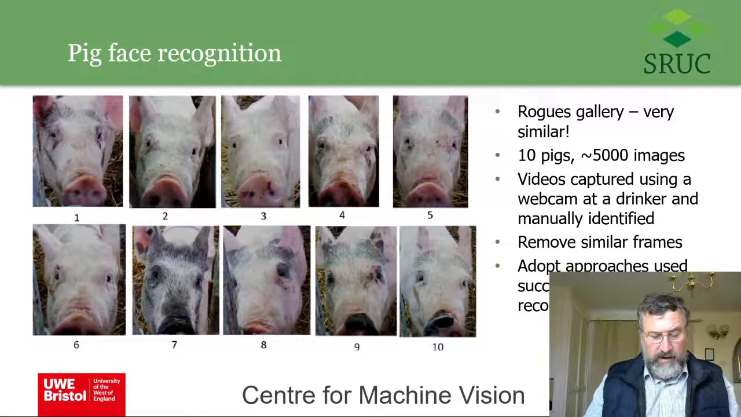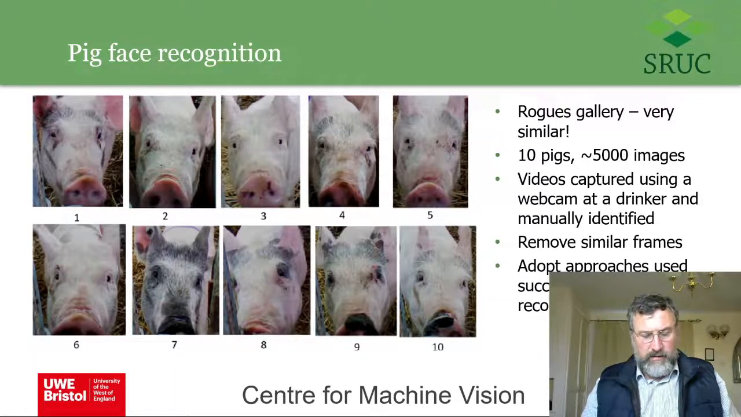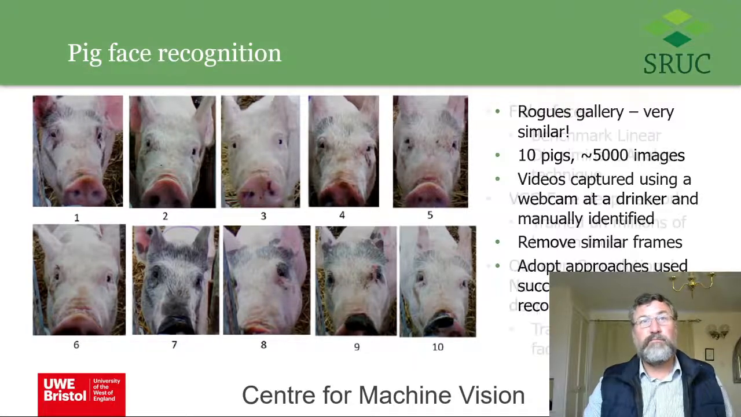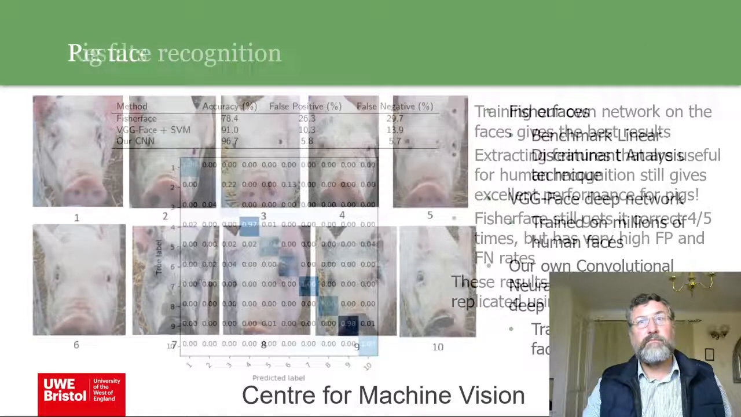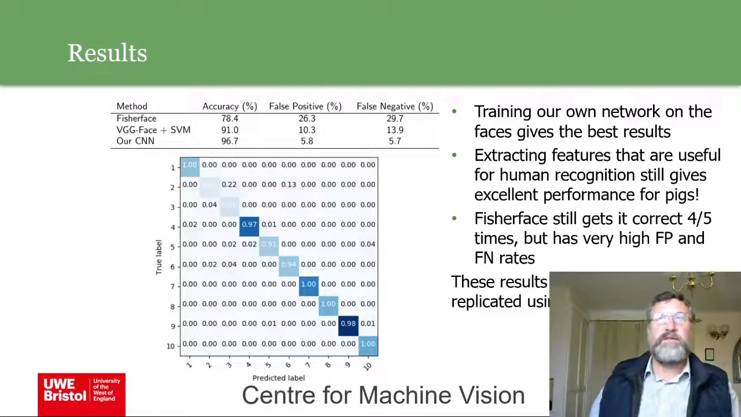There are CNNs that have been developed for human face recognition, and we found that adopting pre-trained networks there with a limited amount of pig data worked remarkably well. Actually, not as well as training completely with big data, but pretty well, maybe 85% reliability or something like that. So there we have some of the performance. Training your own network on the faces gives the best results, as I say. Extracting features that are useful for human recognition still gives excellent performance for pigs.